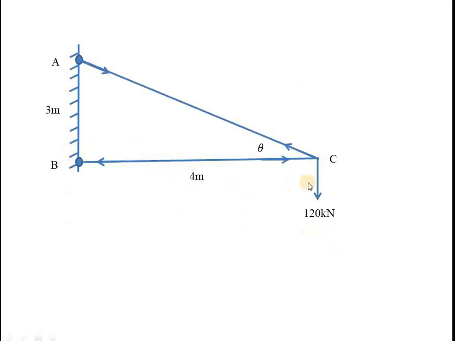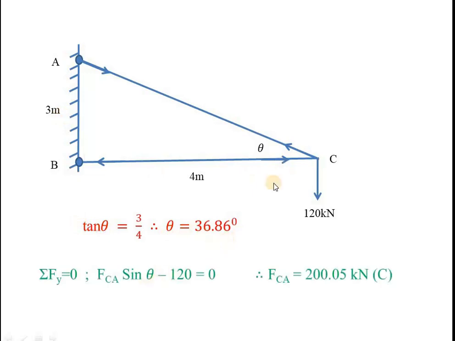So the 120 kilonewton load and the 4 meter length are the values given here. Directly we can calculate theta equals tan inverse of 3 by 4, which gives 36.86. As this is the only one joint, this is the free body diagram. This is down, so this should be up. And because the horizontal component is towards left, it will be towards right. If you write sigma Fy equals 0, what happens? Minus 120 plus FCA into sin theta. Theta is 36.8. If you solve for that, you will get FCA equals 200.05 kilonewton, and the assumed direction is right because I am getting a plus.